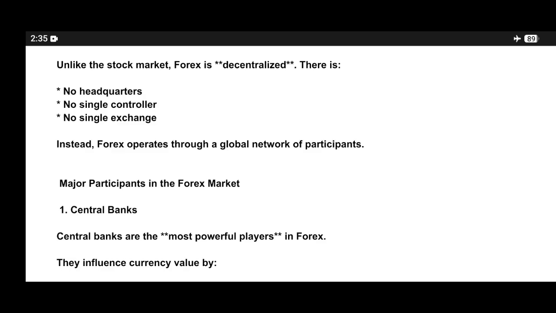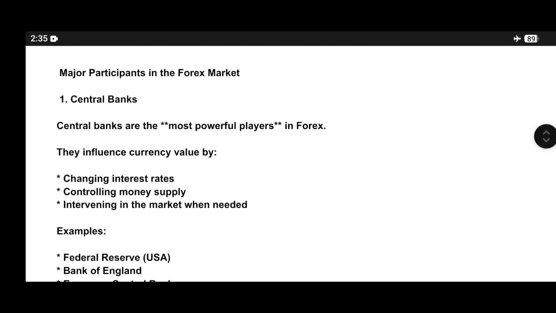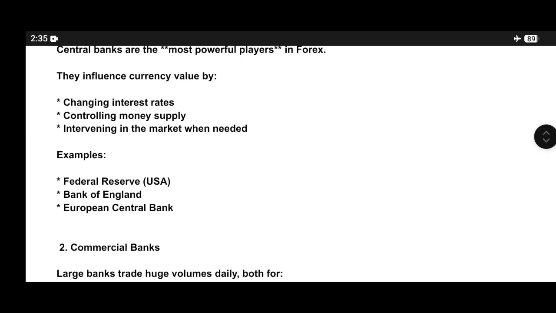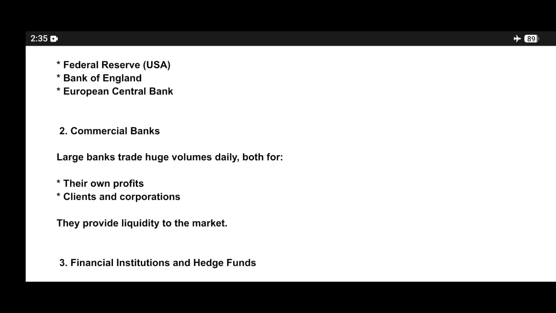The major participants in the forex market are, one, the central banks, because the central banks are the most powerful players in forex. They influence currency value by changing their interest rate, controlling their money supply, and intervening in the market when needed. Examples of these are the Federal Reserve in the United States, the Bank of England, and the European Central Bank. Number two is commercial banks. Large banks trade huge volume daily, both for their own profit, clients, and corporations. They provide liquidity to the market.